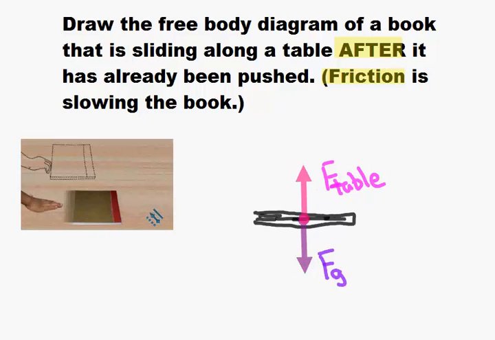Now the book is moving to the right, but it's slowing down because friction is slowing the book down, and so friction is going to have to push backwards to try to slow it down. So friction will be pushing this way on the book, and that's going to be a contact force. So there you have it, and you can kind of see up and down the forces are in balance, so the book doesn't move up and down, and then friction's pushing to the left. So even though the book is moving to the right, the friction is dragging it to the left, trying to slow it down. So those are two examples of free body diagrams.